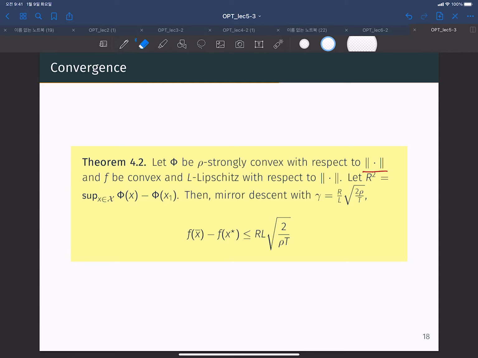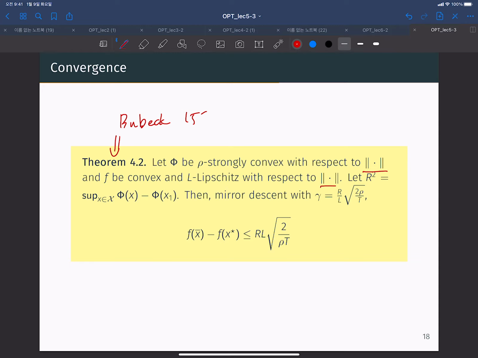Let's analyze the convergence of the mirror descent algorithm, which I skipped last week. This is Theorem 4.2 of Bubeck's textbook. This theorem tells us the convergence speed when the rho function is rho strongly convex with respect to the original norm, and f is convex and Lipschitz continuous with respect to the original norm.